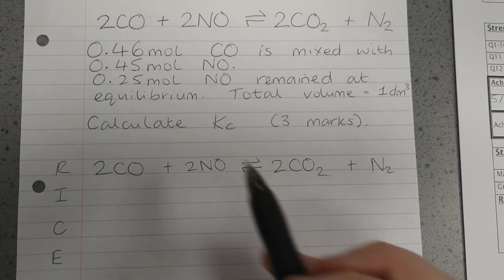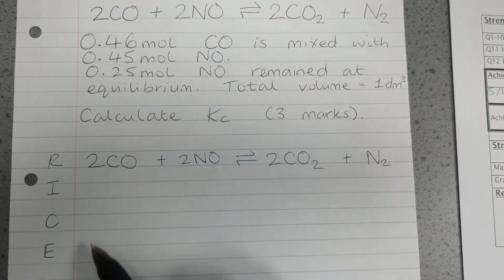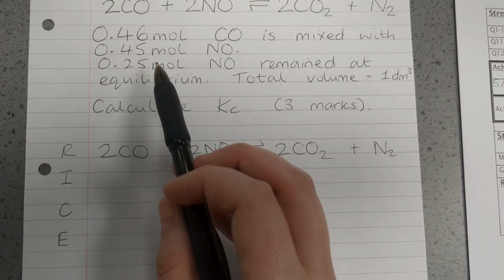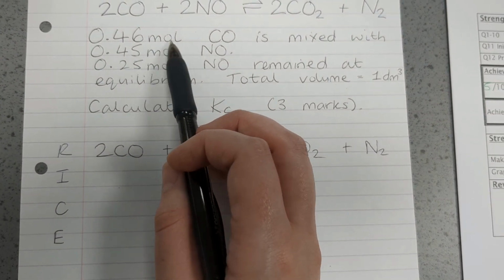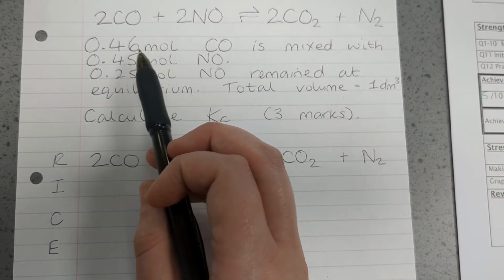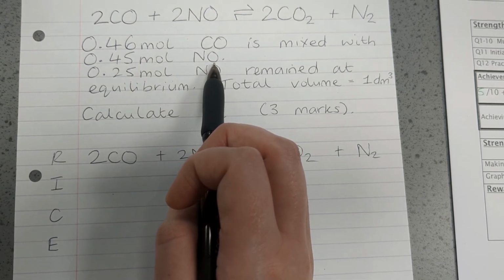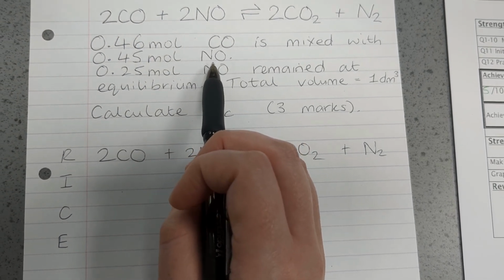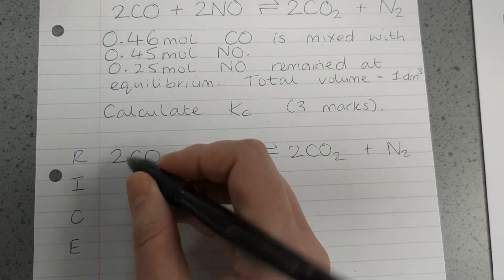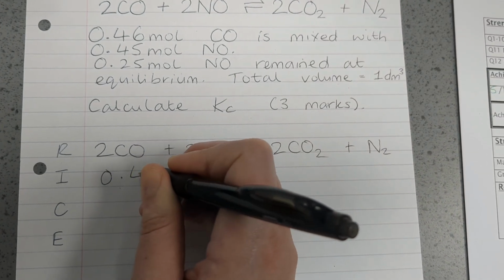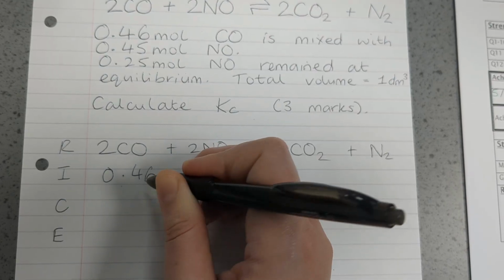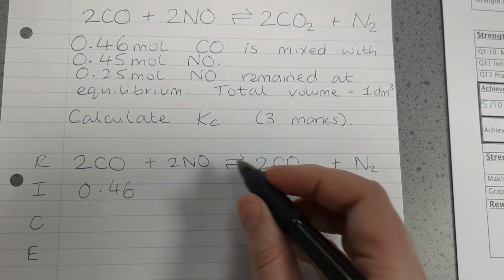Next, I'm going to look at the question and fill in the RICE table from that. So it says we've got 0.46 moles of carbon monoxide mixed with 0.45 moles of nitric oxide. These are our initial moles because they're the moles that are mixed together at the start of the reaction. So we can pop those numbers into our table. You don't need to times or do anything with them.